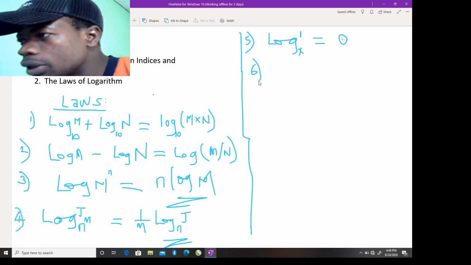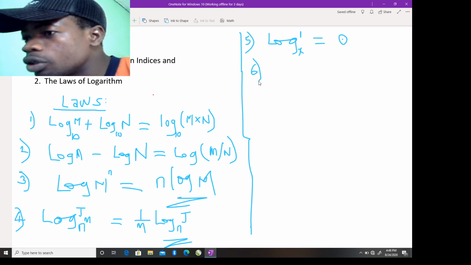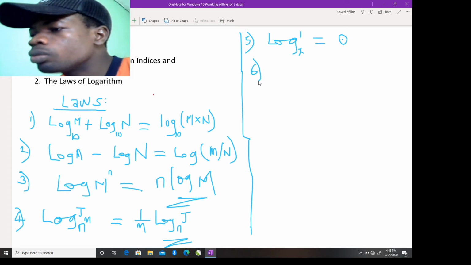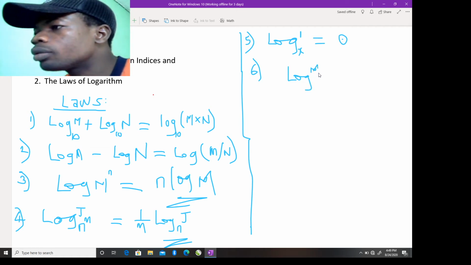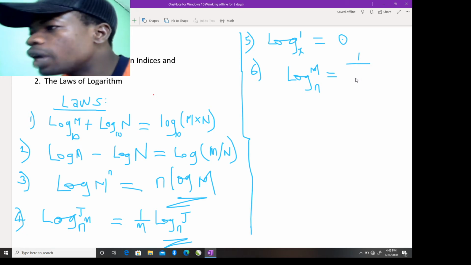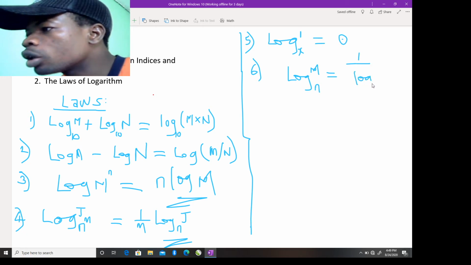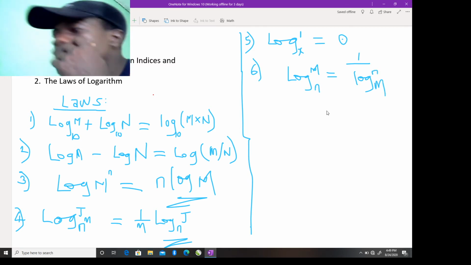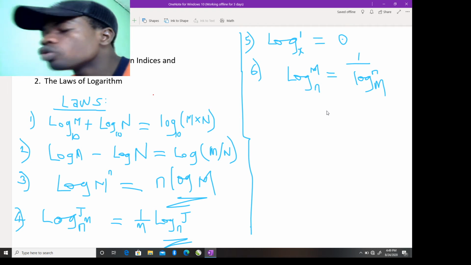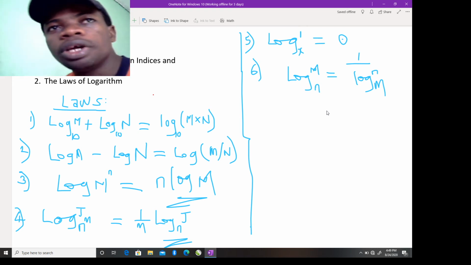What other law can I state here? We have done the addition, the multiplication, the division, the power out of the base. So you have log m base n, this is equal to 1 over the inverse, which will be log, they will swap. So here will be n, here will be m. Are you following me?